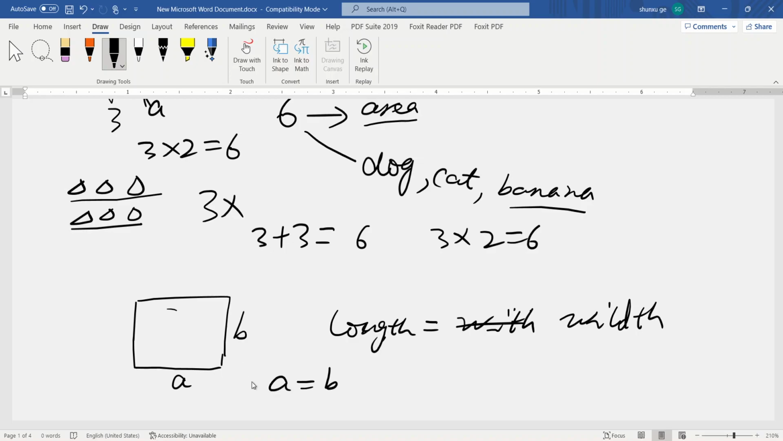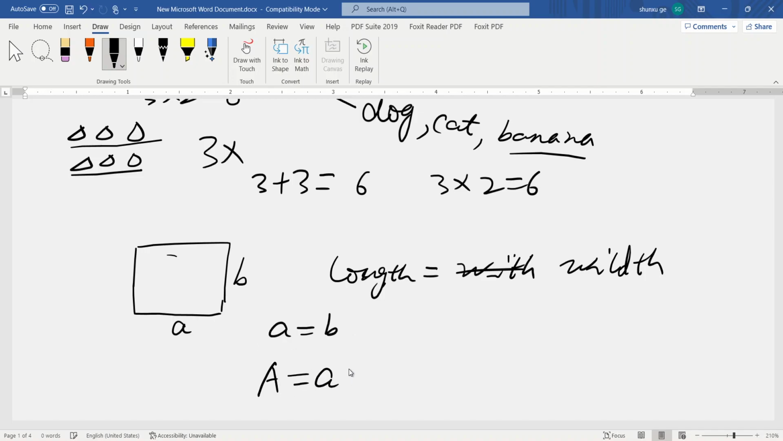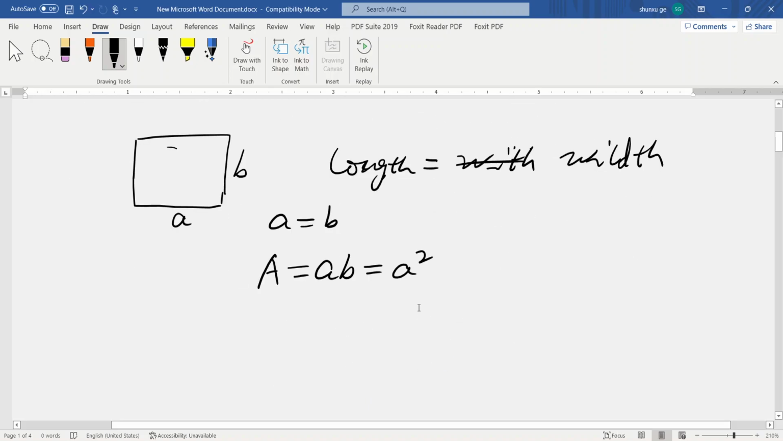So their area formula, A also equals A times B. Because A equals B, we can write A squared. So this is the formula for the area of a square. You know that this is easy to remember.